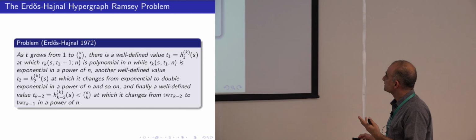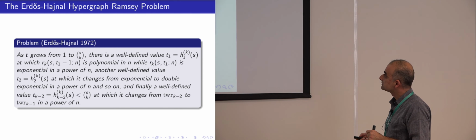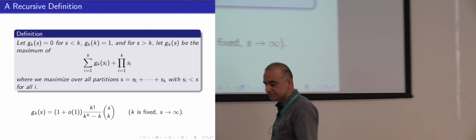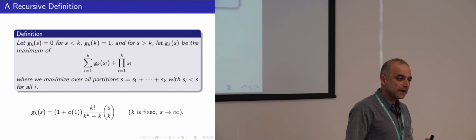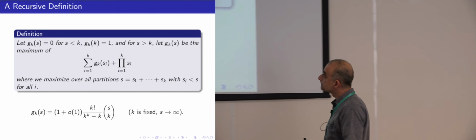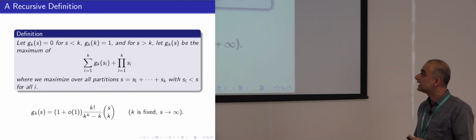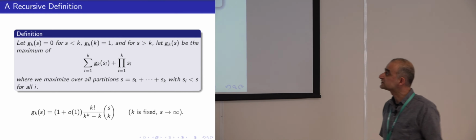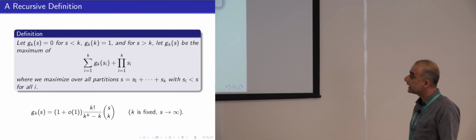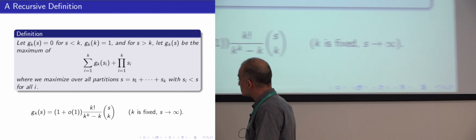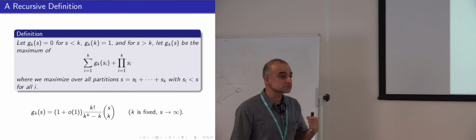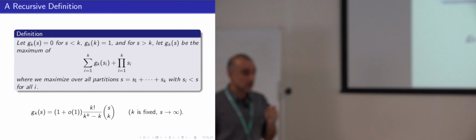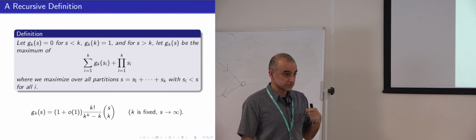So what is this t1? It turns out it's not so easy to get a handle on this value. So I need to say a few words to try to tell you when this Ramsey number jumps from polynomial to exponential. It's related to this recursively defined fractal-like function g sub k of s. So g sub k of s is 0 if s is small, it's 1 if s is equal to k, and for s larger than k, it's the maximum over all partitions of s into s1 plus s2 plus ... plus sk of the product of the si's together with the sum of the g sub k of si's.